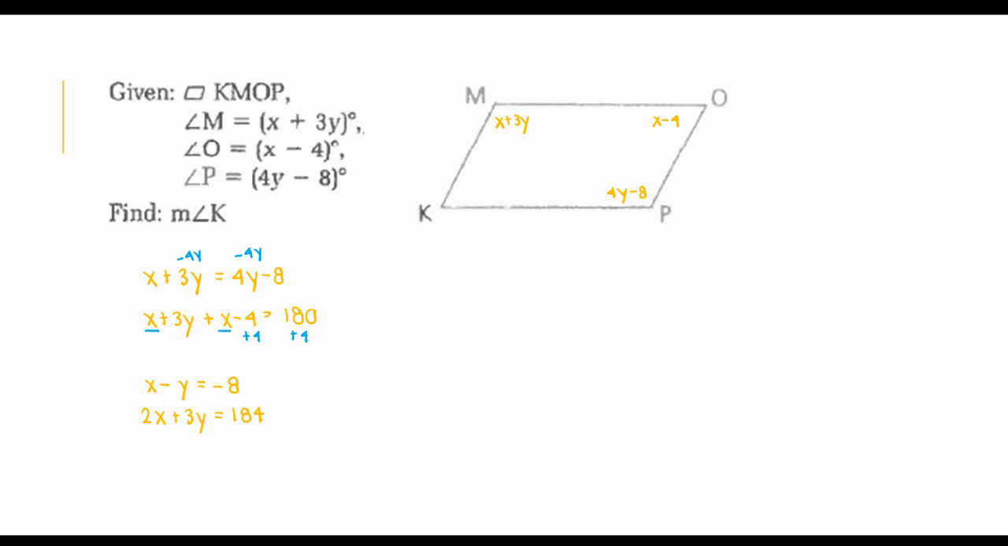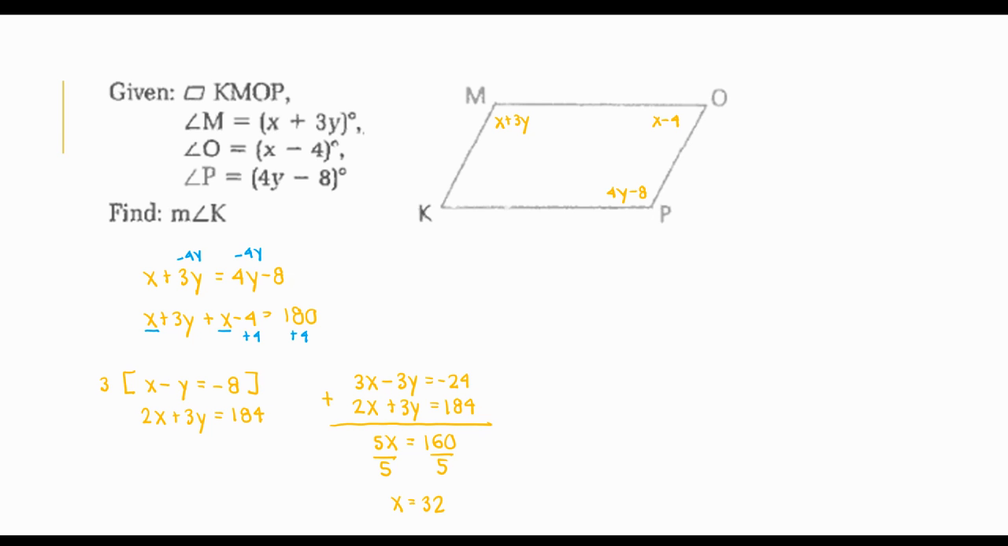I think I'm going to eliminate the y's because I already have opposite signs. I can very easily change that negative 1 on the top to a negative 3 by multiplying the entire top equation by 3. So my new equation is going to be 3x minus 3y equals negative 24. The bottom equation is still the same, 2x plus 3y equals 184. Now I can add these up because the y's are going to cancel. We'll just have 5x equal to 160. And 160 divided by 5 gives us a value of x of 32.